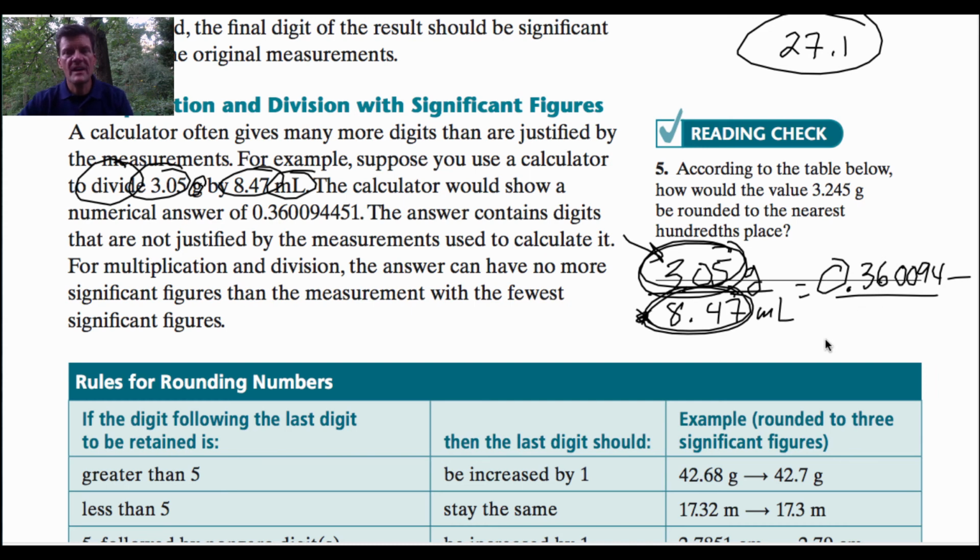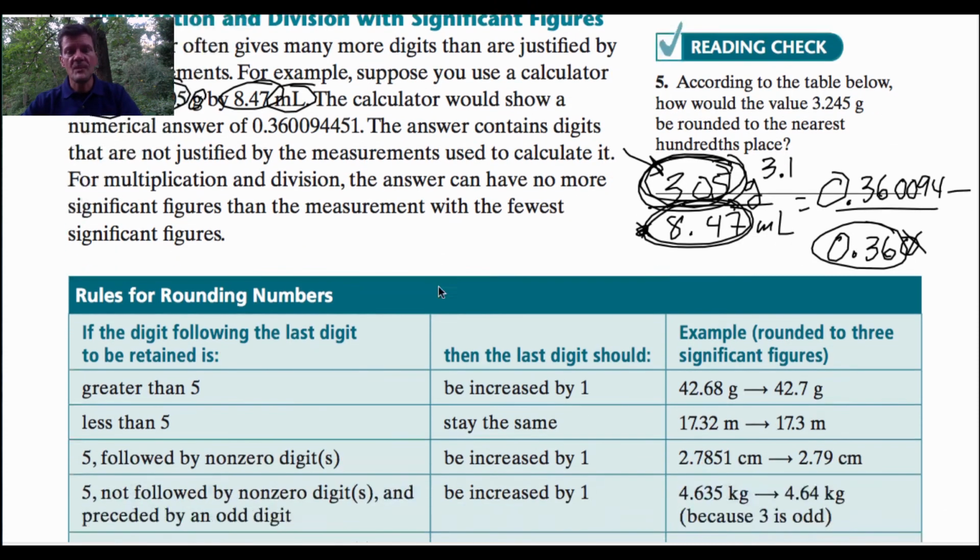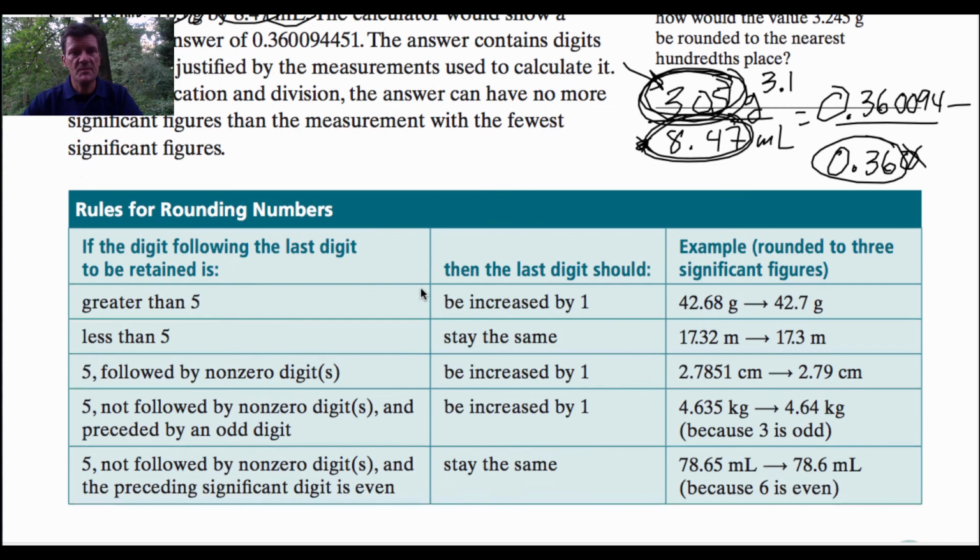Okay? This has 3 significant figures. This has 3 significant figures. Your answer can only have 3 significant figures. Okay? If one of your measurements only has 2 significant figures, your answer can only have 2 sig figs. So your answer here would have to be 0.360. If this measurement right here, let's say this measurement was not 3.05, it was just 3.1. All right? And then whatever your answer is, you'd have to round it just to the nearest hundredth here, the nearest 2 sig figs. Okay?